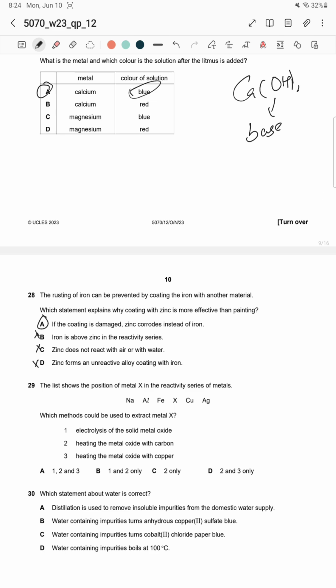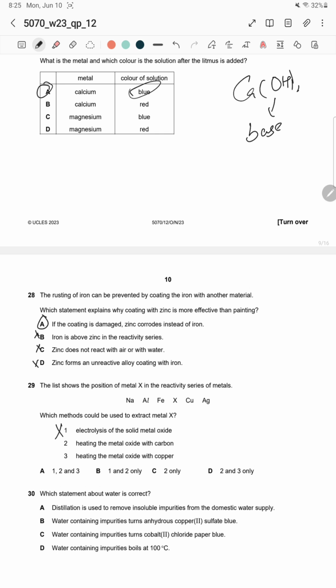Question number 29. The list shows the position of metal X in the reactivity series. X is less reactive than iron, more reactive than copper. Which method could be used for the extraction of metal X? Of course, reduction with carbon. So for 29, the option should be heating the metal oxide with carbon. That is reduction with carbon.